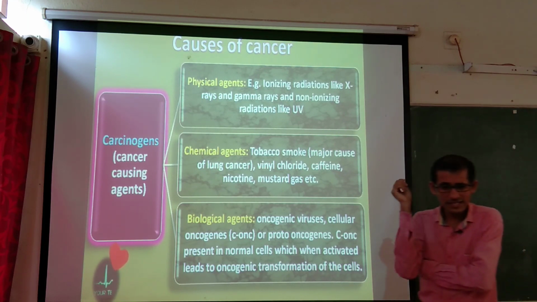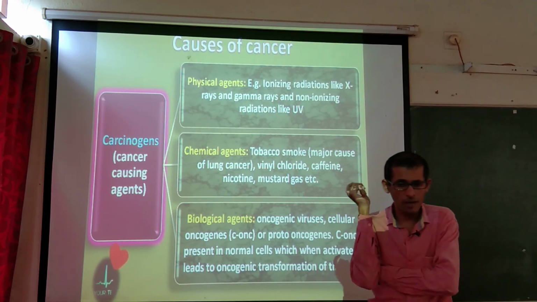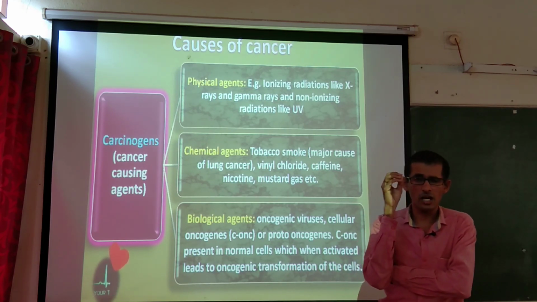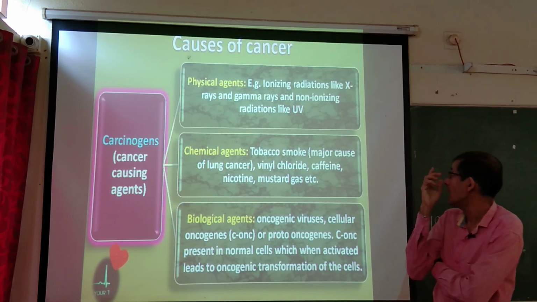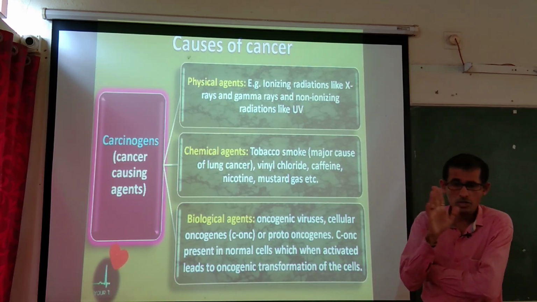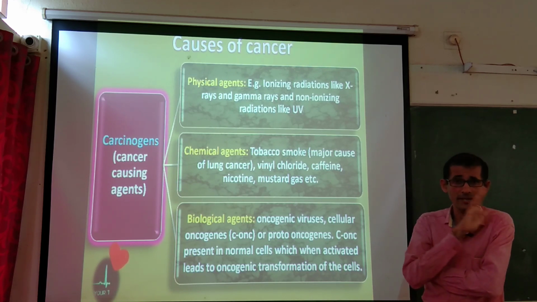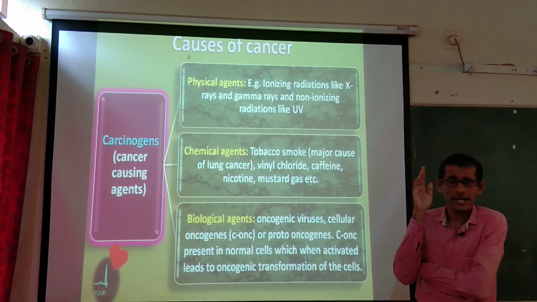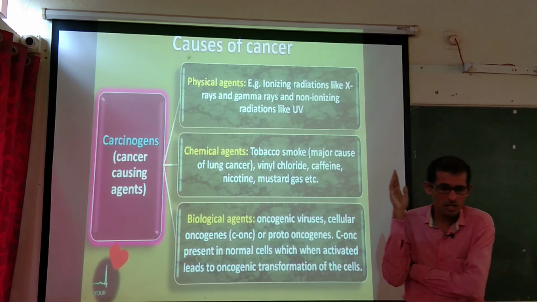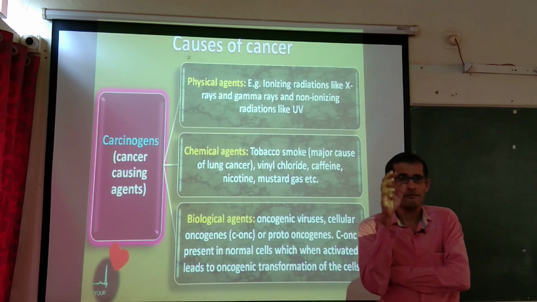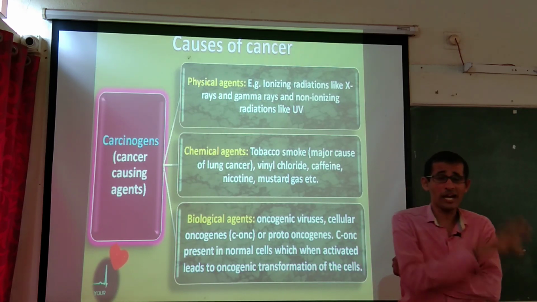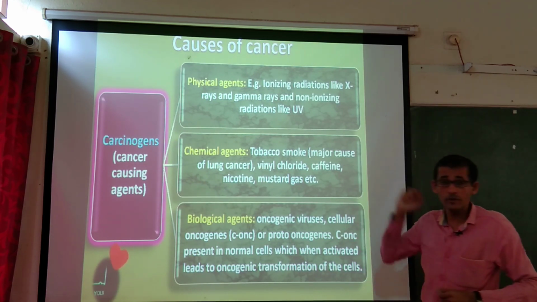So ionizing radiations like X-rays and gamma rays and non-ionizing radiations like UV rays. So radiations, physical. Ionizing radiations like X-ray. So prolonged exposure of body to X-rays and gamma rays is going to induce cancer in the body. Then non-ionizing radiation like UV radiation.